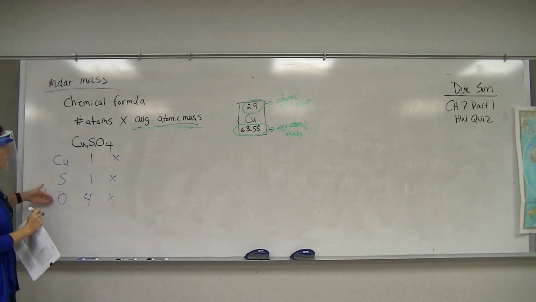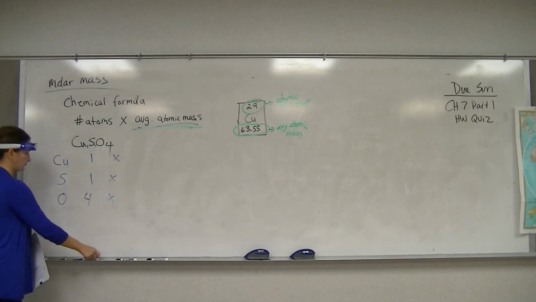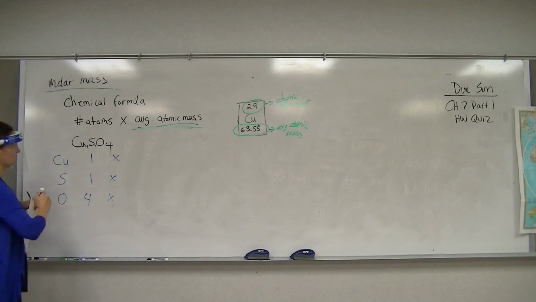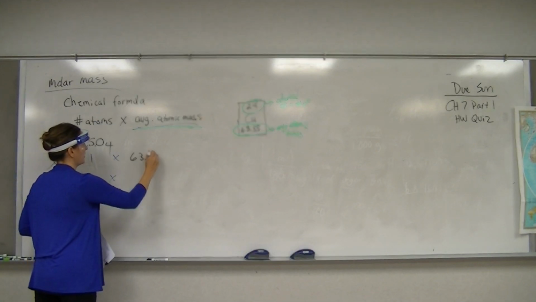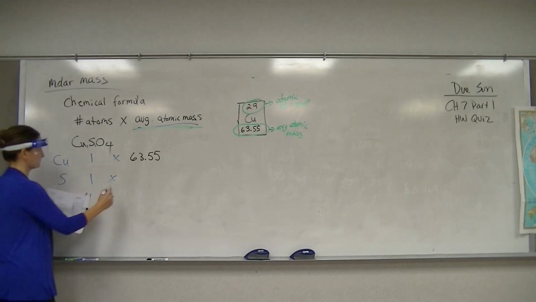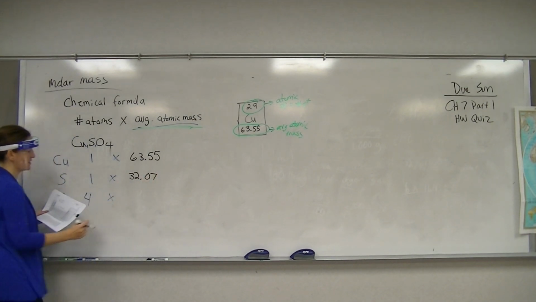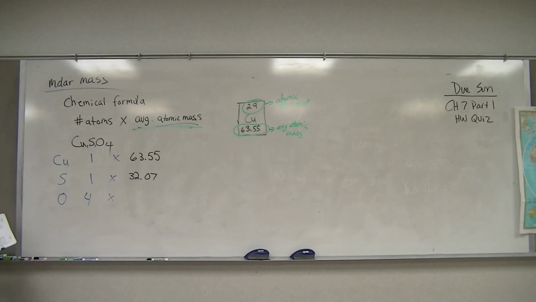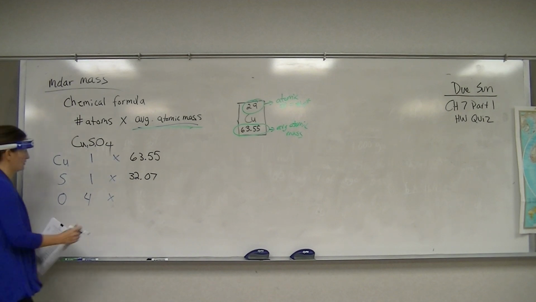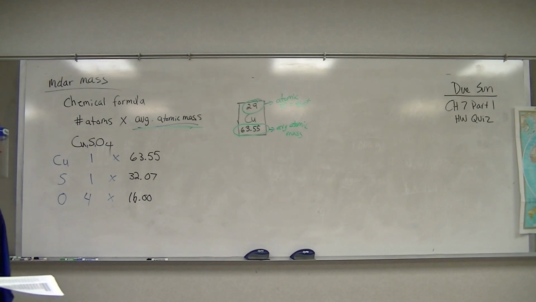We're going to look up each of these elements, and in this column here, we'll write the average atomic mass of each. So copper, we just said was 63.55. Then you'll look up sulfur on the periodic table, it's number 16. So that's 32.07, its atomic mass according to the periodic table. And then oxygen is number 8, and 16 is going to be its average atomic mass.